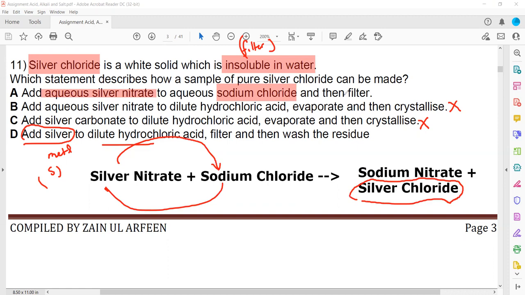And what we can do when it is formed, we can just filter, then wash the residue. So D is not the right answer because in D we add silver metal. But in A, because we mix the two solutions and an insoluble salt is formed, we can just filter it off, then wash and then dry. Is it clear? Question 11.